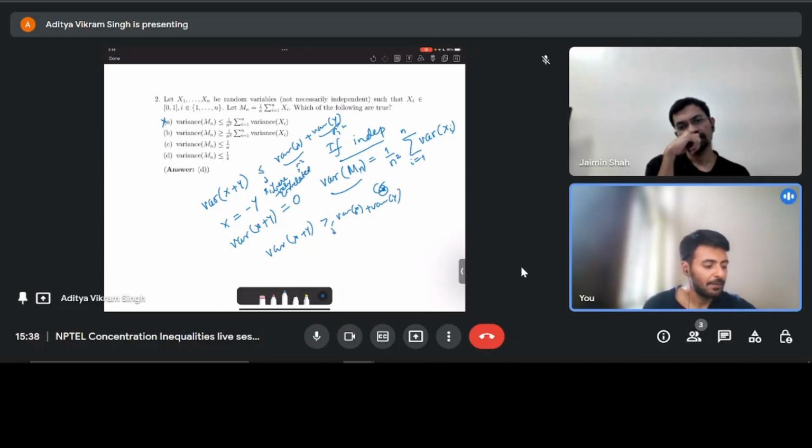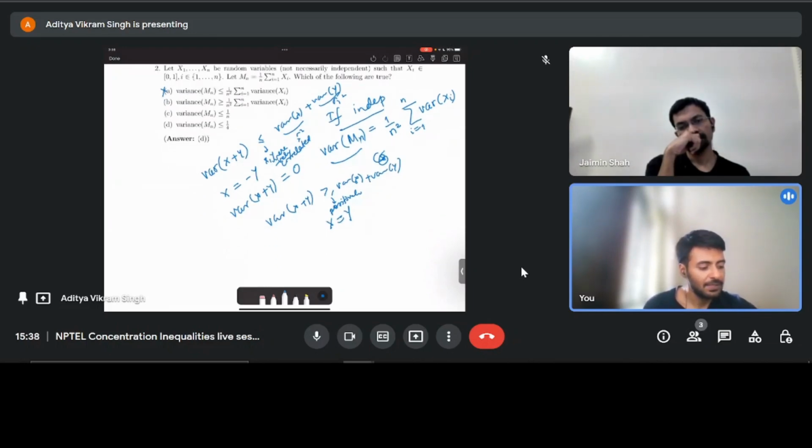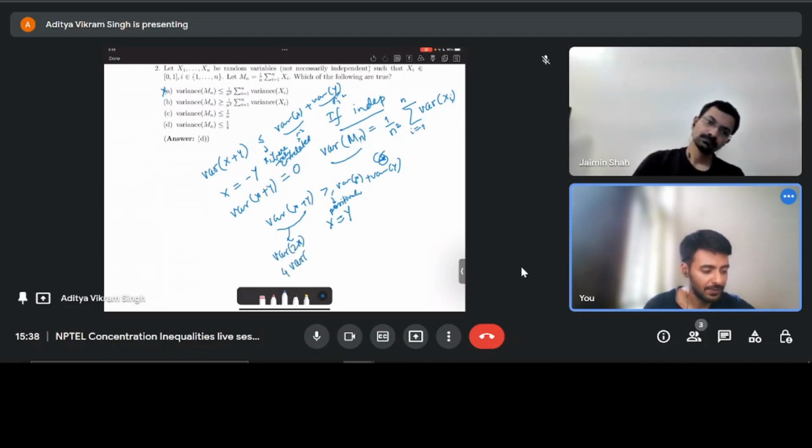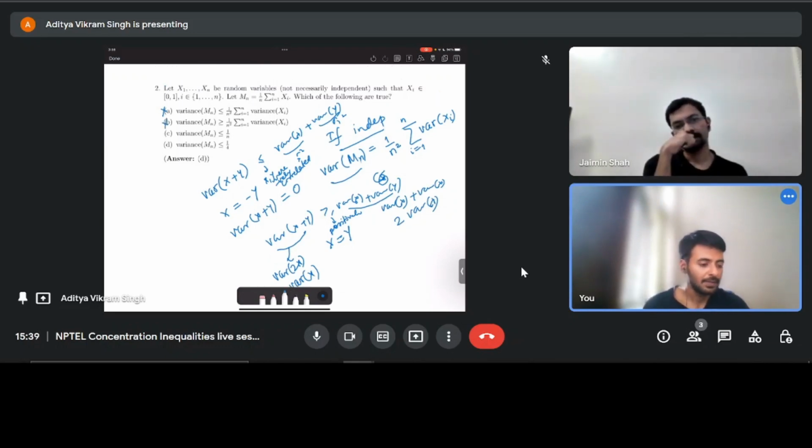Here we could have positively correlated random variables. So suppose x equals y. Okay, so this is like total correlation. So in this case, variance of x plus y is just variance of 2x, which is 4 times variance of x. Whereas this thing is just variance of x plus variance of x, which is 2 variance of x. Okay, so we have come up with an example where variance could be higher than the sum of variances. So again, this is not correct.